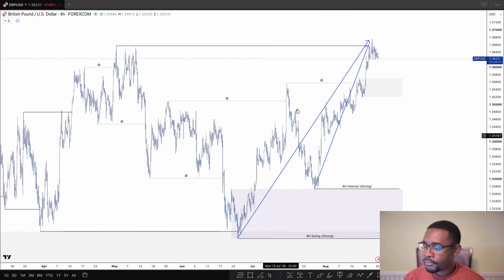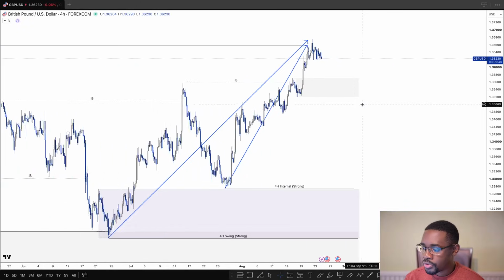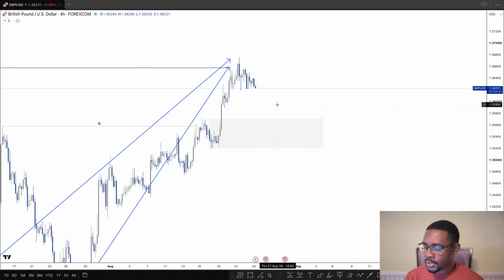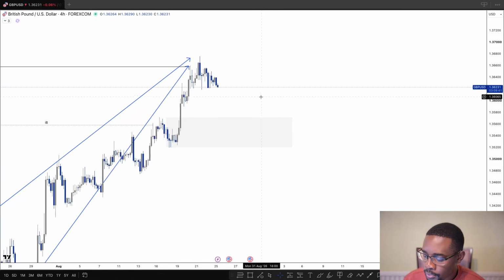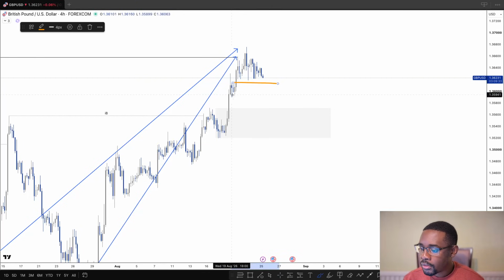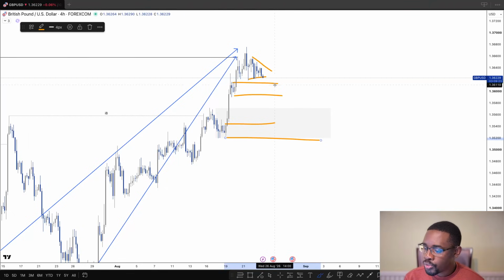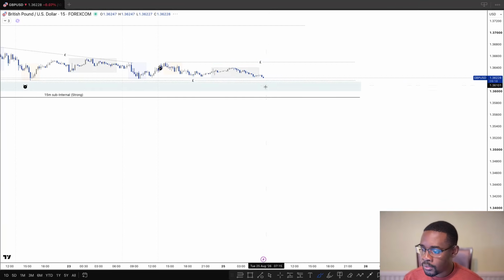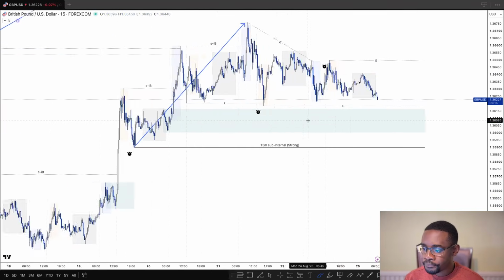So our 4 hour swing is bullish. Our internal is also bullish. However, after break of structure, we expect some kind of pullback, and this is possibly what we are seeing right now. So these are possible areas on the 4 hour where price could react. And then of course this ultimately on the daily is where price could reach. So let's zoom in for details and see what we can expect for the day.